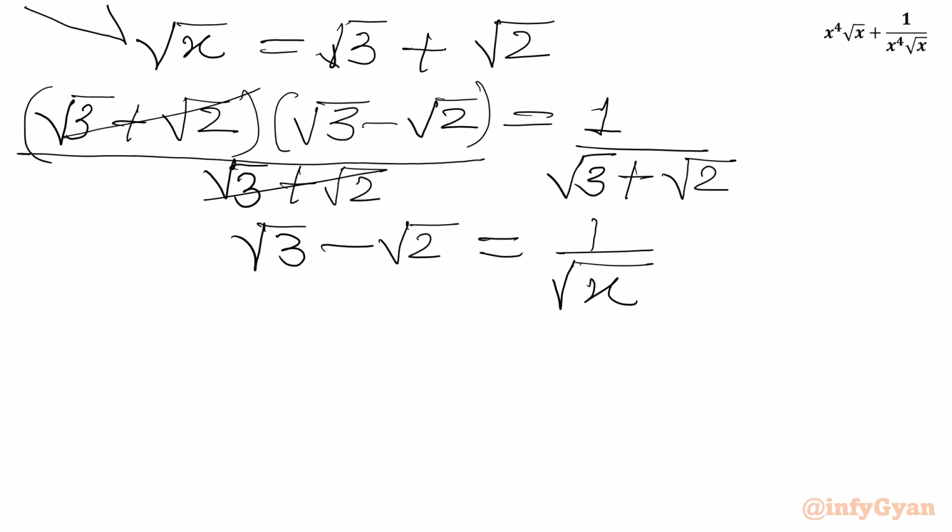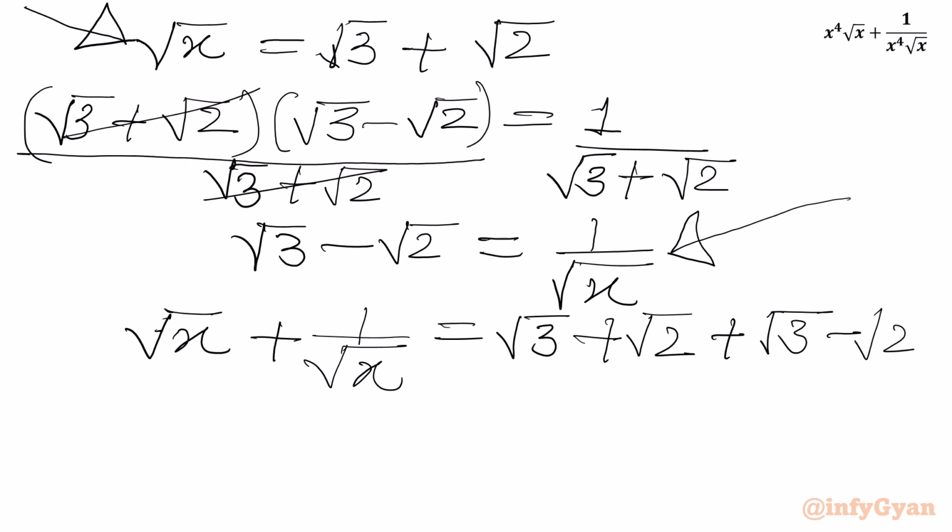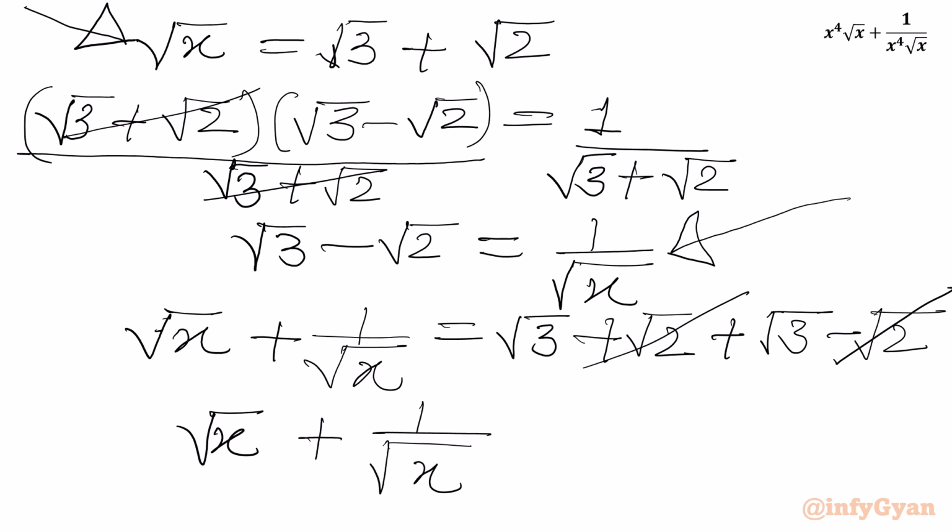So root x is square root 3 plus square root 2, and 1 over square root x is square root 3 minus square root 2. Now I will add both. So I will write square root x plus 1 over square root x. This will become square root 3 plus square root 2 plus square root 3 minus square root 2. So plus and minus square root 2 will be over. We will get square root x plus 1 over square root x equal to 2 times square root 3.